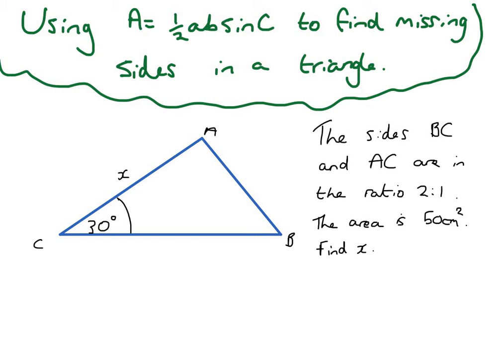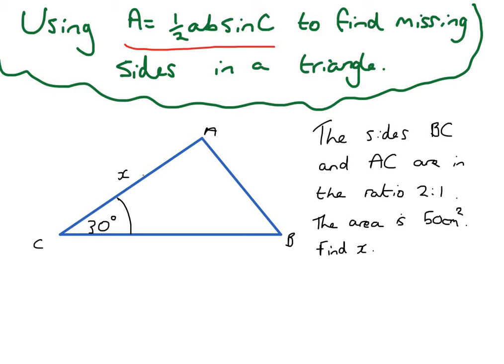Now in the last one we proved this formula here that says the area of any triangle is a half AB times sine C, where A and B are two of the sides and C is the angle of the side that we haven't included, so the other side. Okay, now in this video we're going to use this formula in order to find missing sides in a triangle.